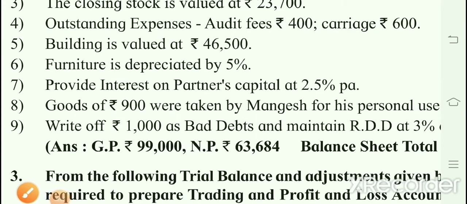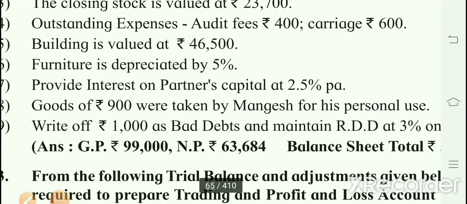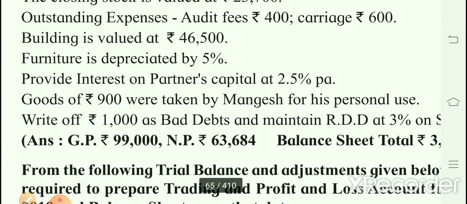Now the next adjustment is to provide interest on partners' capital at 2.5% per annum. See, in the trial balance, the capital of the partners is given to us. Mitesh rupees 1,50,000, Mangesh rupees 50,000. Now we will provide them interest at 2.5% per annum. So calculate the interest. First, Mitesh's interest: 1,50,000 into 2.5 divided by 100. This interest will be charged for 12 months as the date of introducing the capital is not given to us. So we will charge the interest for the whole year.